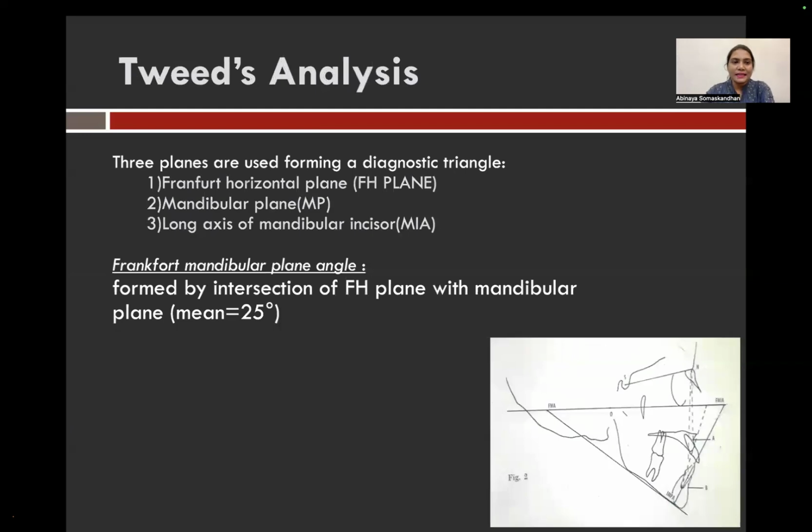Next, coming to Tweed's analysis, 3 planes are used for forming a diagnostic triangle. The first is the Frankfurt horizontal plane. Next is the mandibular plane and the long axis of the mandibular incisors. Coming to the Frankfurt mandibular plane angle, it is formed by the intersection of the FH plane with the mandibular plane, and the mean is 25 degrees.